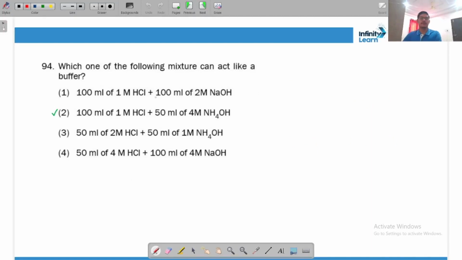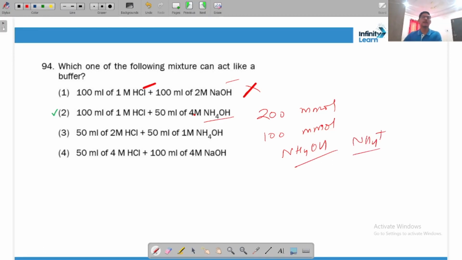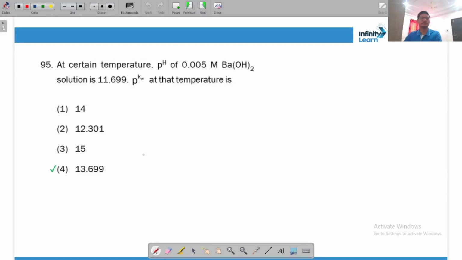Which can form buffer? Strong acid, strong base? No way. Then weak base is 50 into 4, that is 200 millimole, and HCl is 100 millimole. Yes, there will be a partial neutralization of the base, so we will have a little amount of base left and some amount of its conjugate acid. So yes, that is the condition for a basic buffer. This will be buffer, right? In this case we will not have, because the acid is more, right? In this case also, strong acid, strong base, no possibility of a buffer.